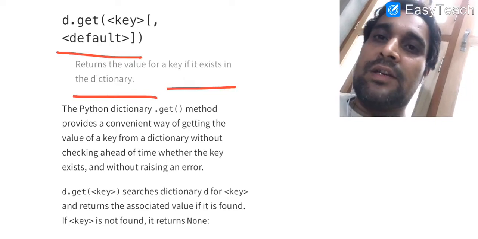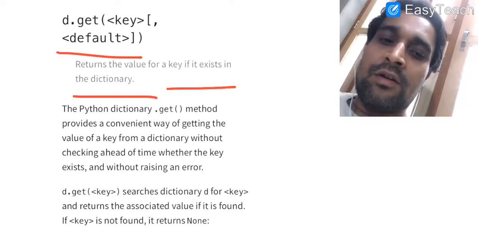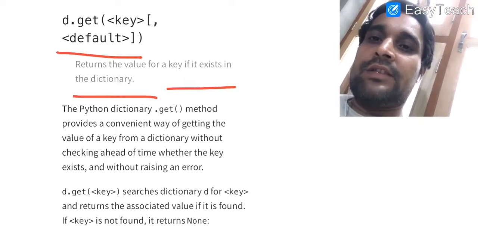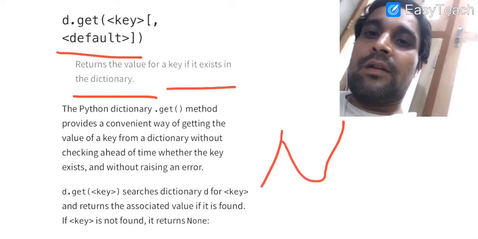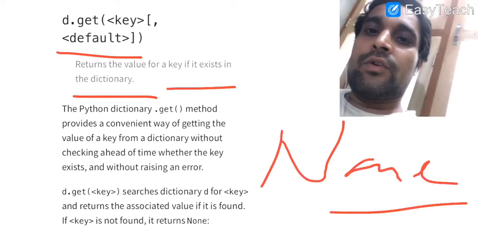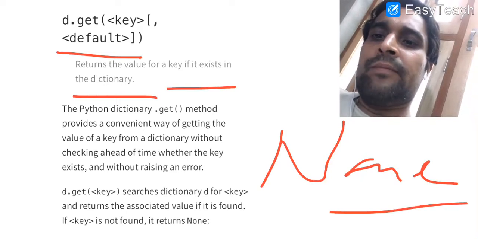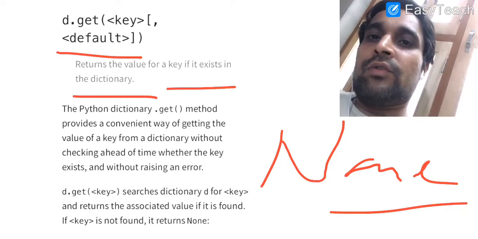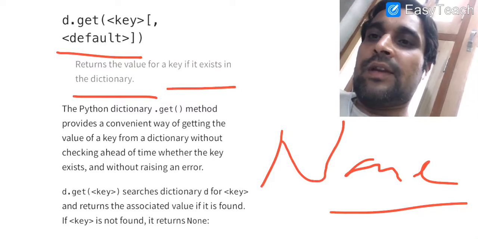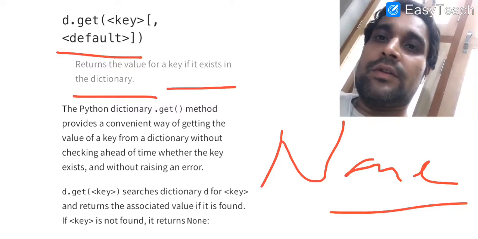If that particular key is available in the dictionary, then we will get the result on the screen, otherwise it will print None. If instead of None you want something else, you can also write that when you give the instruction, so that the corresponding message will be displayed if the element is not available in the dictionary.